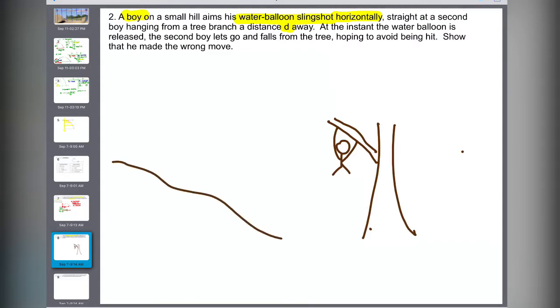Okay, and then somewhere over here you got another boy. He is launching the slingshot horizontally. So you got another boy with a slingshot aiming horizontally at the boy. At the instant the water balloon is released, the second boy lets go and falls from the tree, hoping to avoid being hit. Show that he made the wrong move.